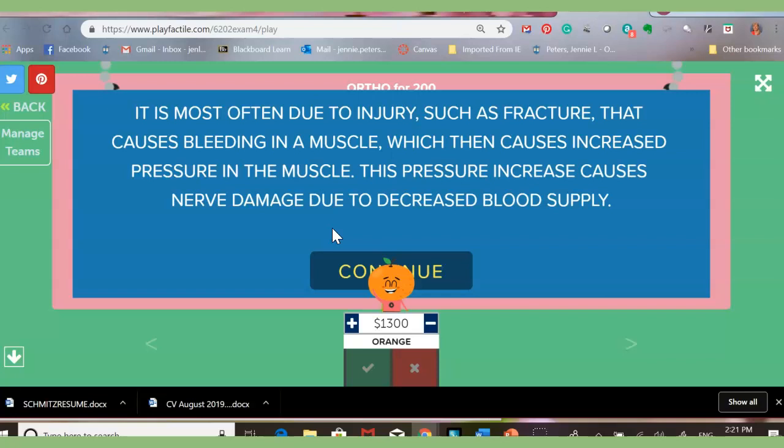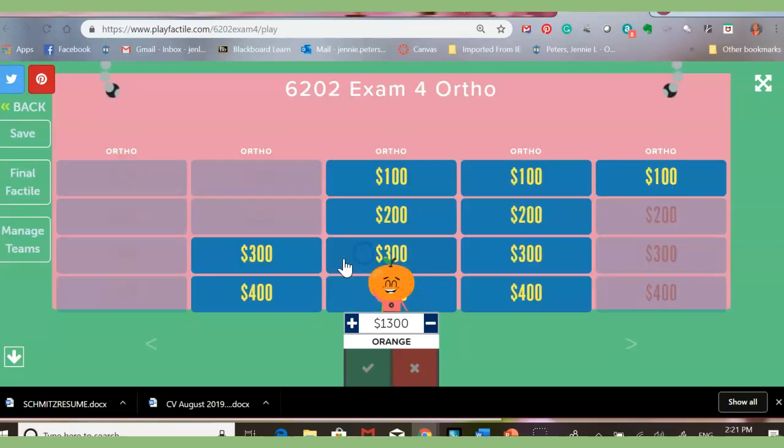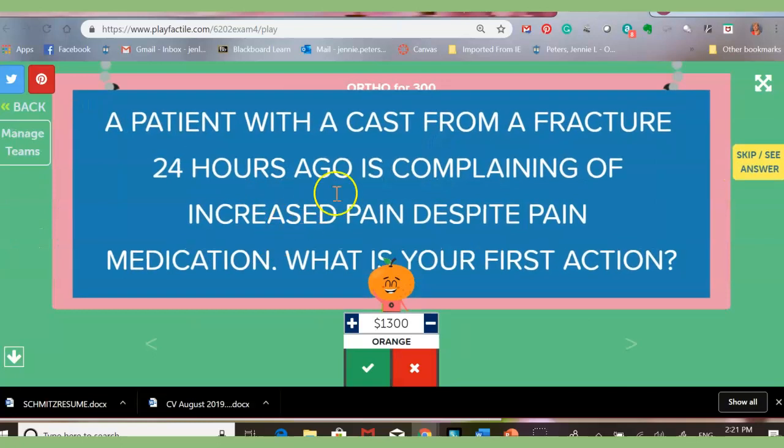Blood starts going into the muscle, and now you're having increased pressure, which can cause nerve damage because now you have a decreased blood supply in that area. So it's definitely a dangerous event. So you want to watch for that.